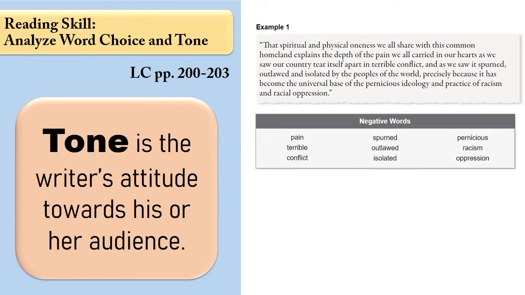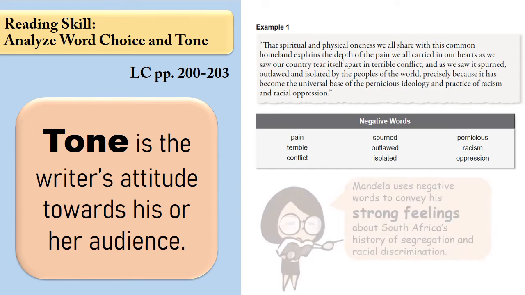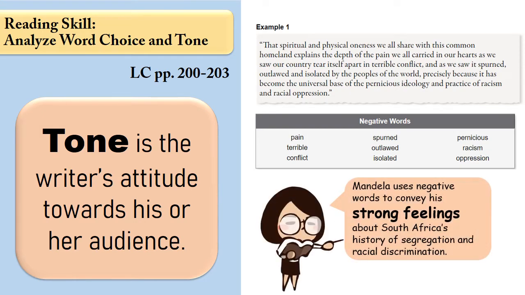As you all notice, we have here some negative words that Nelson Mandela used in his excerpt. So we have pain, terrible, conflict, spurned, outlawed, isolated, pernicious, racism, and oppression. Why would Nelson Mandela use negative words in a speech that should talk about positivity? Well, basically, Mandela uses negative words to convey his strong feelings about South Africa's history of segregation and racial discrimination.